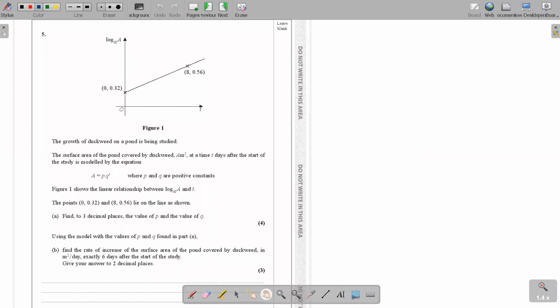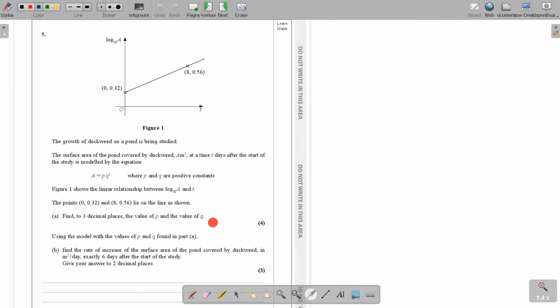Okay, so moving on to question number 5. The growth of duckweed on a pond is being studied. The surface area of the pond covered by duckweed is A square meters at a time t days after the start of the study, and is modeled by the equation A equals P times Q to the power t, where P and Q are positive constants. Figure 1 shows the linear relationship between logarithm A to the base of 10 and t. The points (0, 0.32) and (8, 0.56) lie on the line as shown. Find, to 3 decimal places, the value of P and the value of Q.